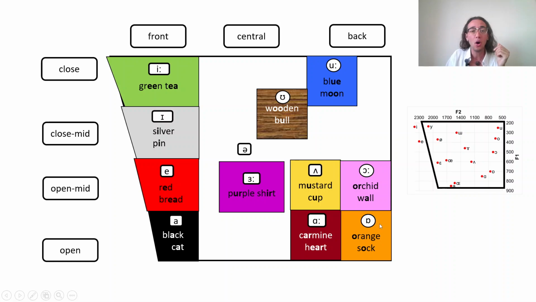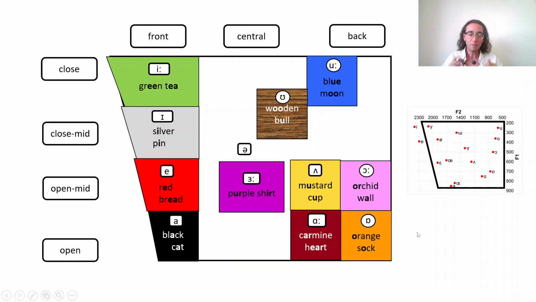And then we have O, which is a short vowel. O, it's rounded, it's back, it's open. Orange, sock. This is also the vowel that you hear in hot, okay? And pretty much everybody can say hot. So if you've got the word hot, you know how to say O.